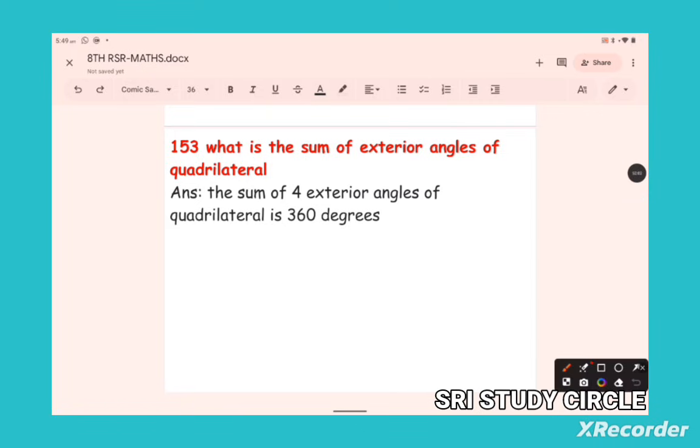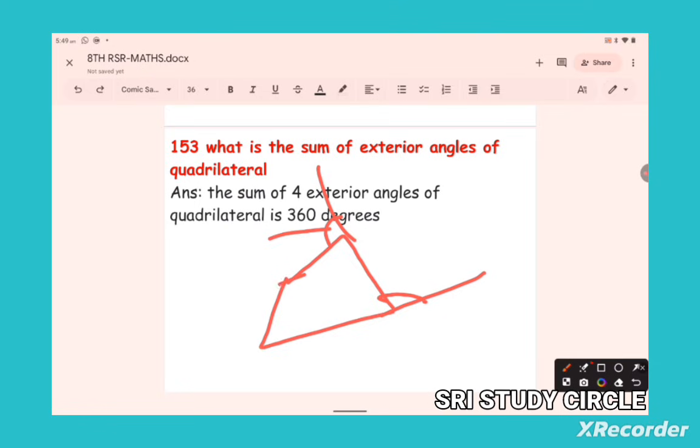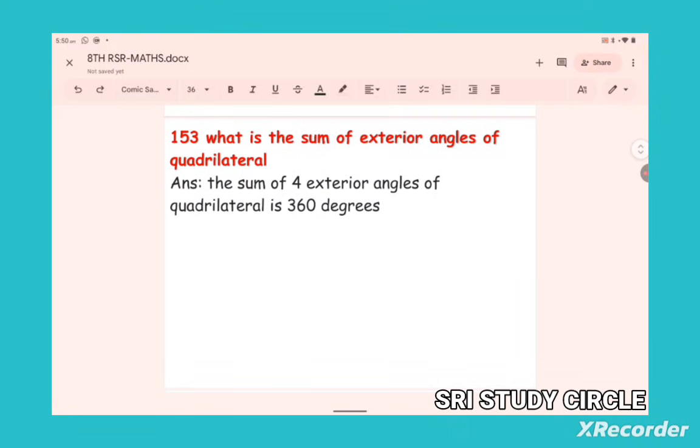What is the sum of exterior angles of a quadrilateral? What is the answer? 360 degrees. The sum of the 4 exterior angles of a quadrilateral is equal to 360 degrees. Suppose this is a quadrilateral here. Exterior angle, exterior angle, exterior angle, exterior angle. Sum of all 4 exterior angles is equal to 360 degrees.